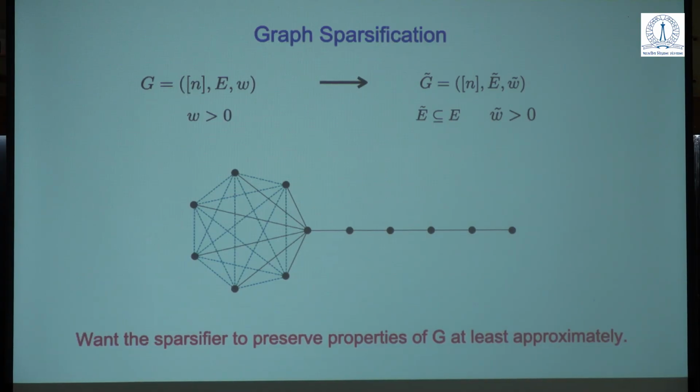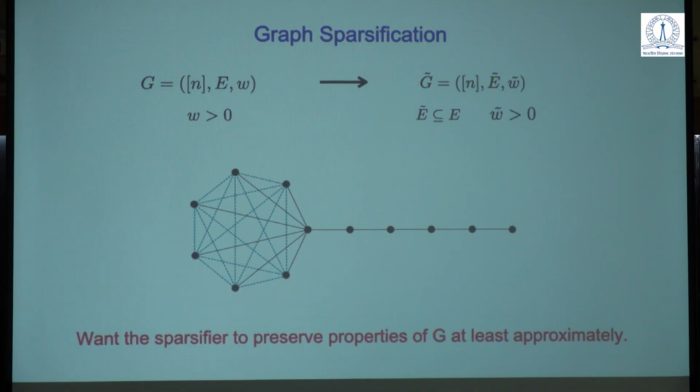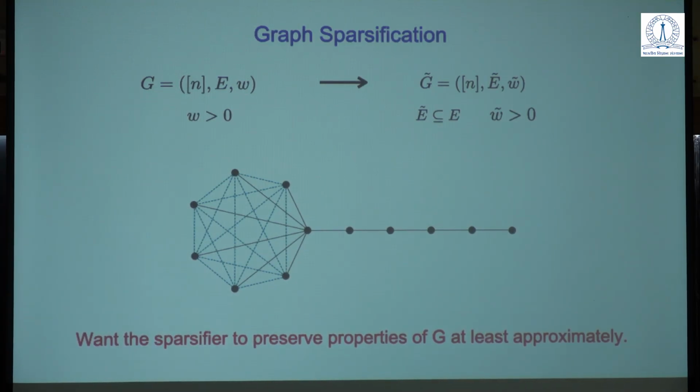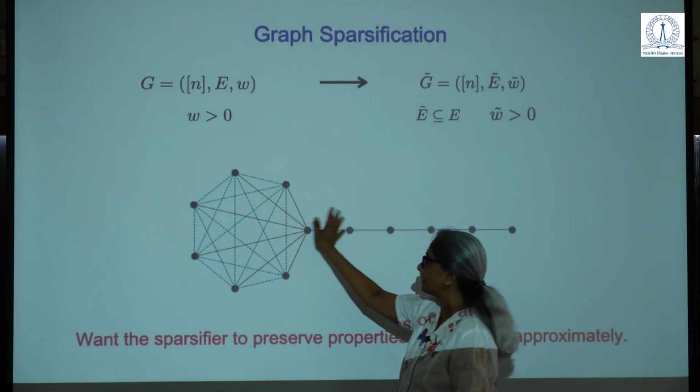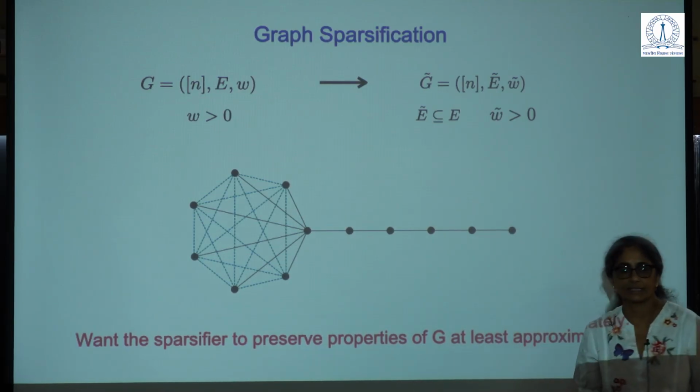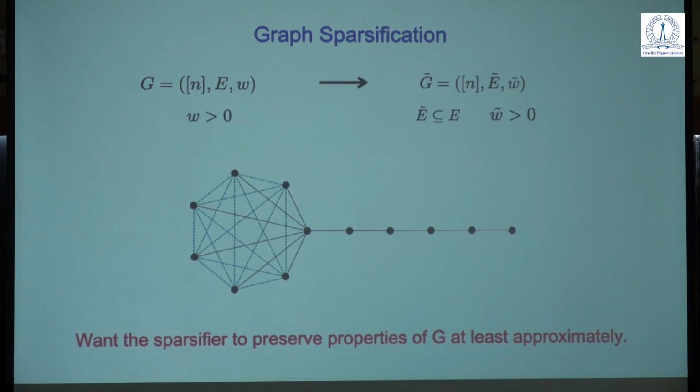So for example, if G was connected, I would like the sparsifier to also be connected. That's a very basic thing. But maybe we want to preserve more properties, okay? All right, so we'll see this lollipop graph again later. And you'll see what these blue edges mean. But in this graph, for example, if I remove all the blue edges, the graph is still connected, right?